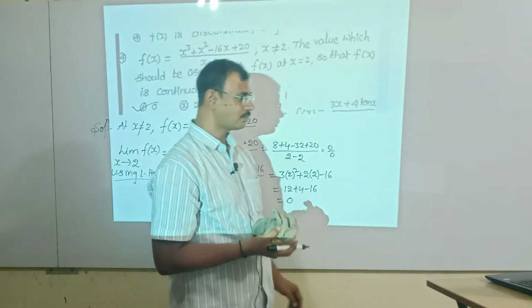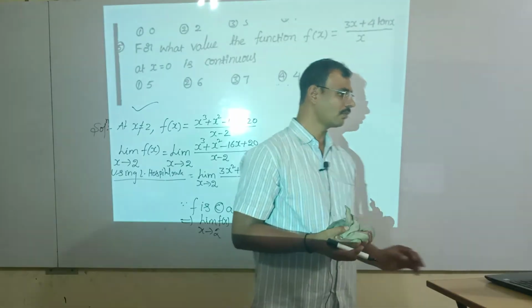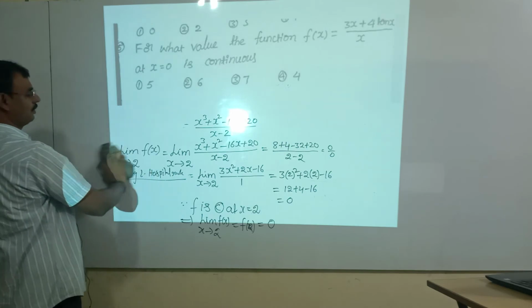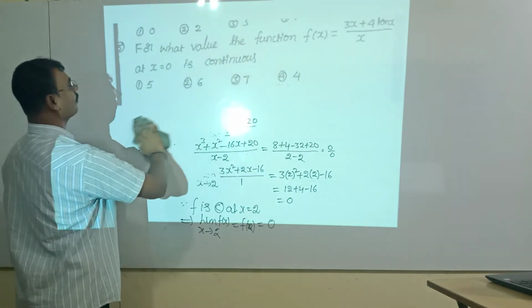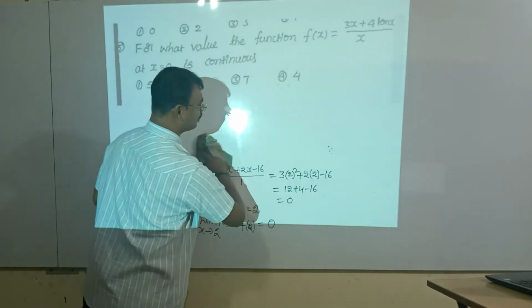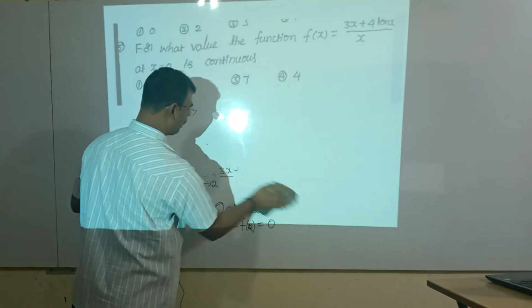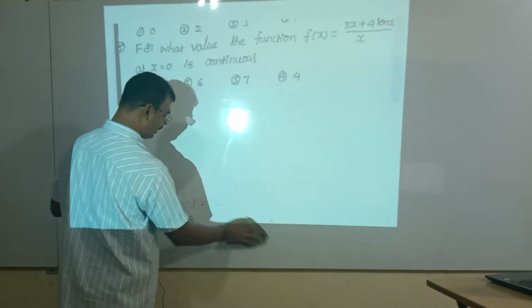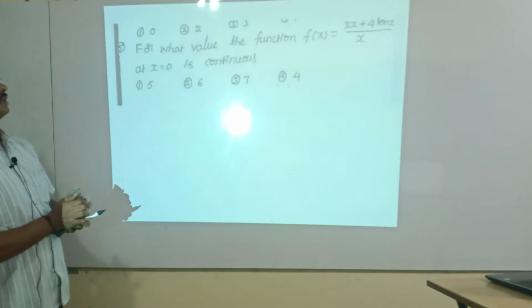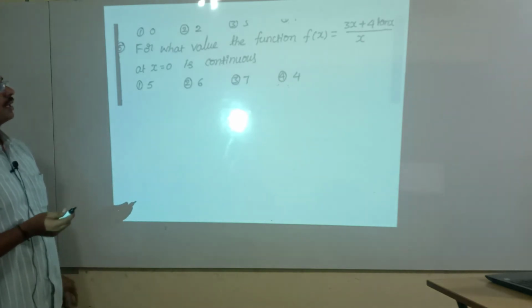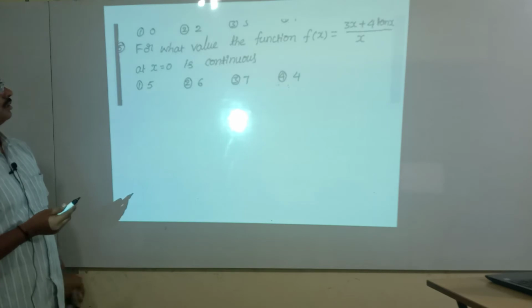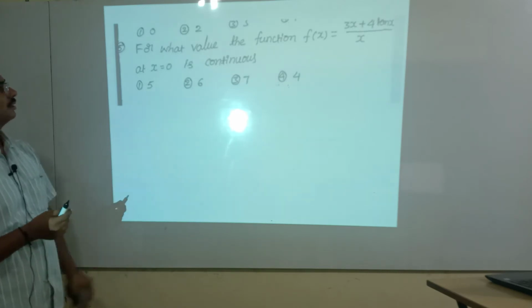Fifth question. For what value is the function f of x equal to 3x plus 4 tan x divided by x, at x equal to 0, continuous?